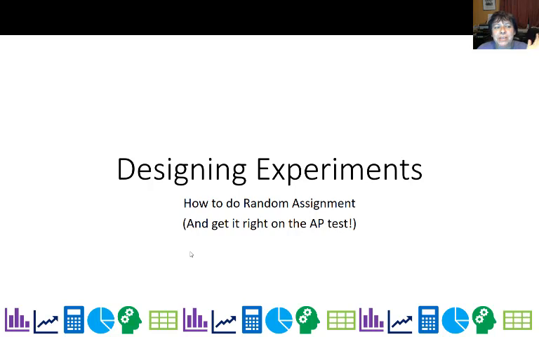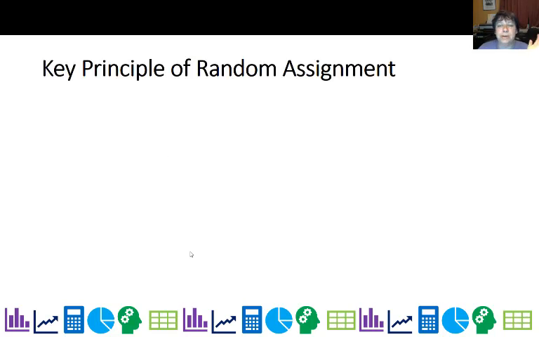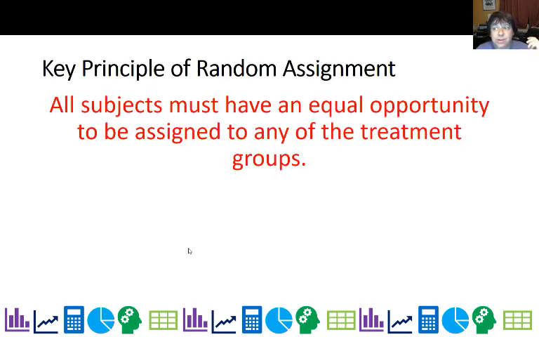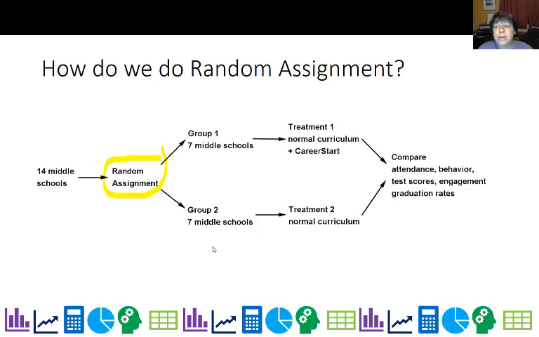So let's go ahead and talk about how to do random assignment on an experiment and get it right on the AP test. A key principle of random assignment for experiments is that all subjects must have an equal opportunity to be assigned to any of the treatment groups. So how do we do random assignment? First of all, I'm going to show you this example where they're examining two curriculums, the normal one plus something called Career Start. And this is one experimental design.